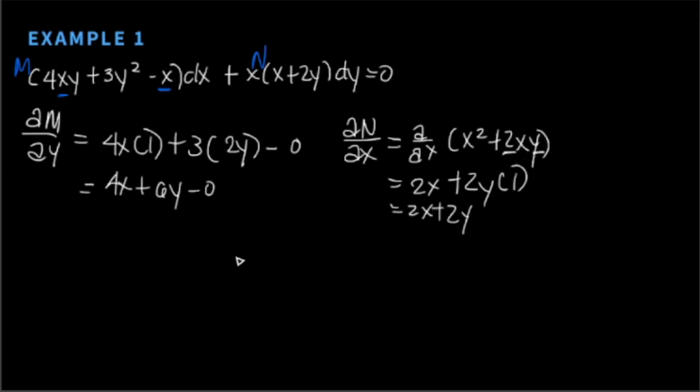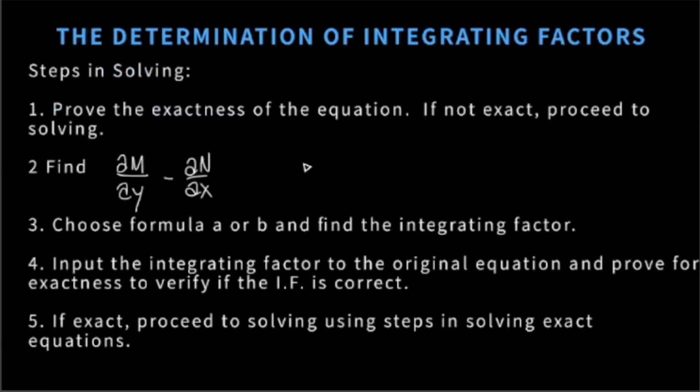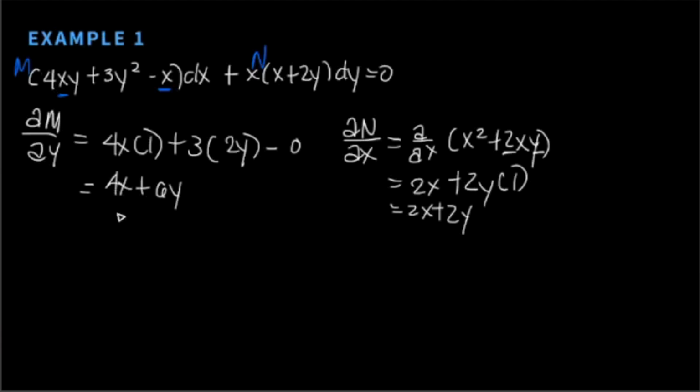So, erase ko lang tong 0 dito. Proceed tayo sa step 2. Kasi itong dalawang to, hindi sila equal. So, hindi equal yung dM over dy sa dN over dx. So, proceed tayo kasi hindi siya exact. So, next step natin is, hanapin natin yung dM over dy minus dN over dx. So, nakuha na natin yung dM over dy and dN over dx.